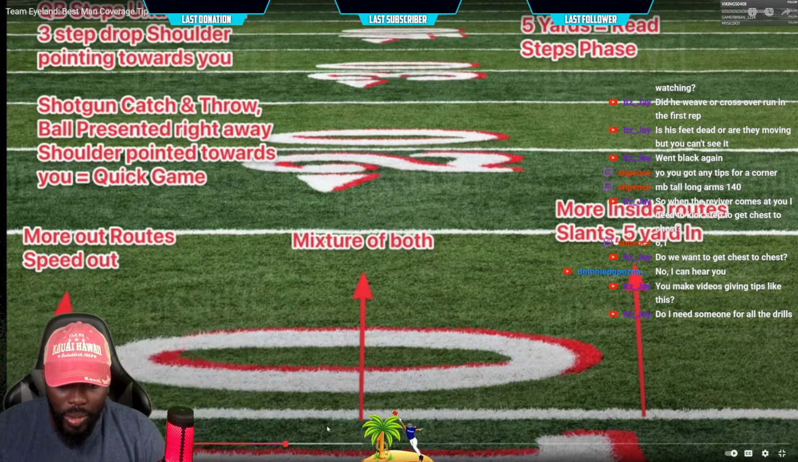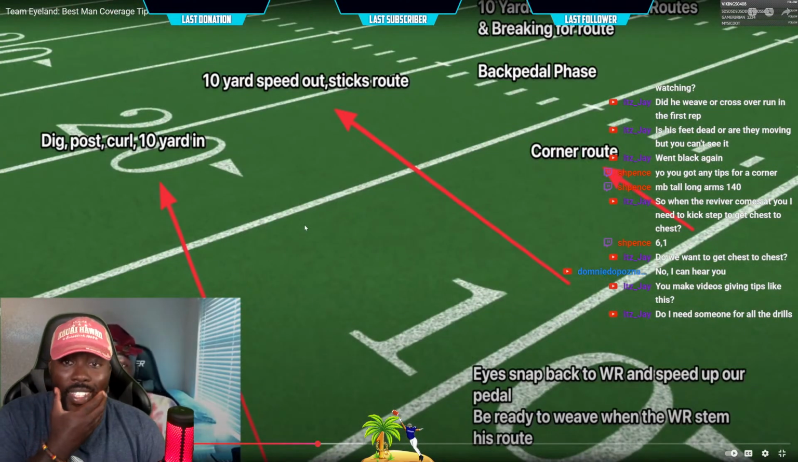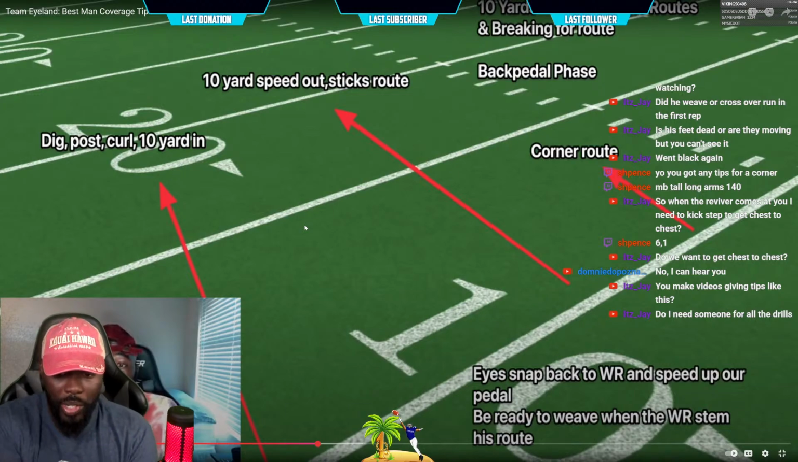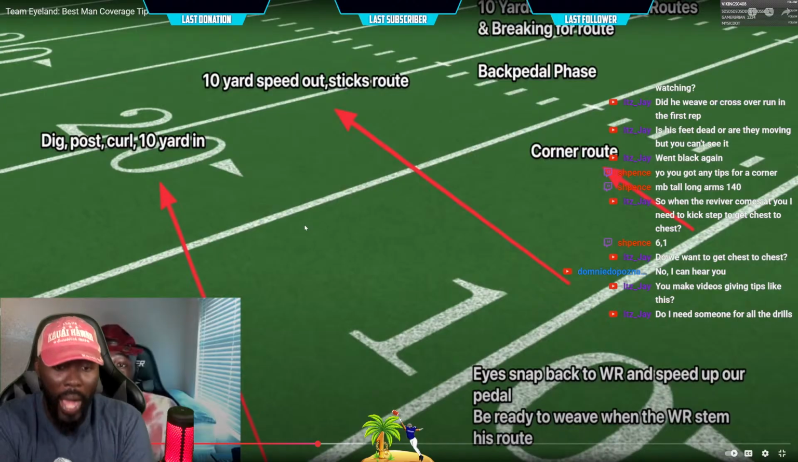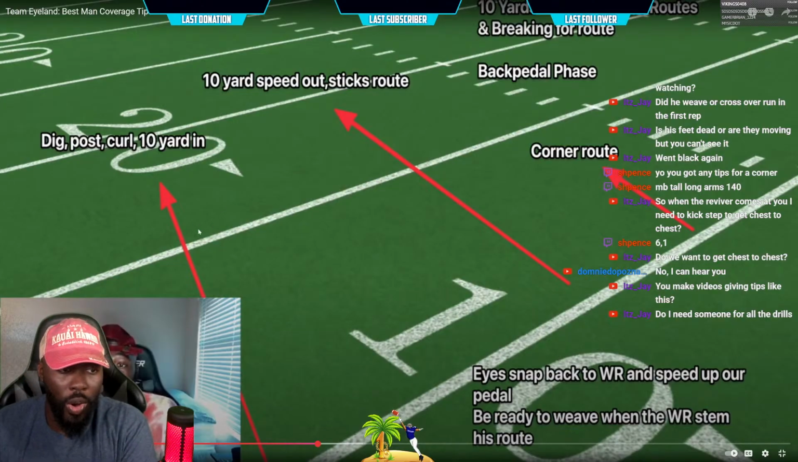All right. Now we're going to get to 10 yards. This is where a lot of routes get broken down. Bottom of the numbers, he's closer to the sideline, and we're expecting something more inside. So if he breaks and drops his hips around 10, it's a dig, post, curl, or 10-yard in. Those are the routes we can expect at the bottom of the numbers.